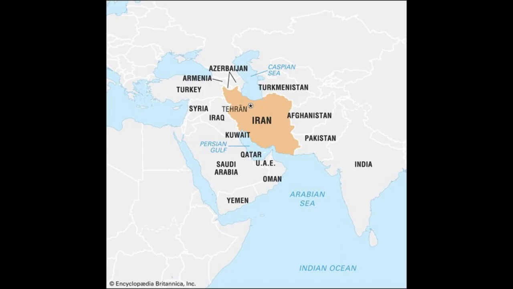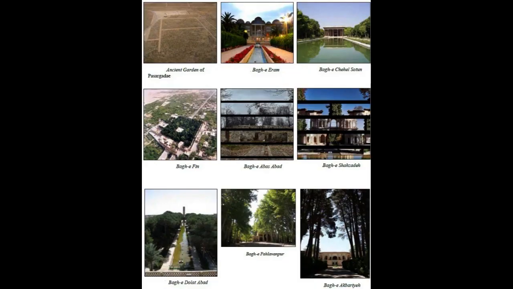Persia is the present-day Iran located in southwestern Asia. The Persian garden is a collective term for a variety of designed gardens found throughout Iran. This collection consists of 9 gardens, carefully selected to showcase the diverse forms and styles that Persian gardens have taken over the centuries and in different climatic conditions.